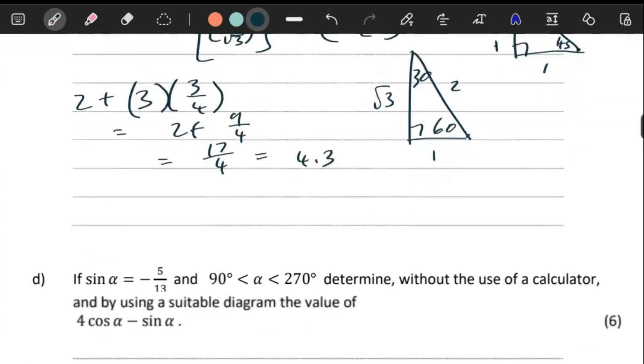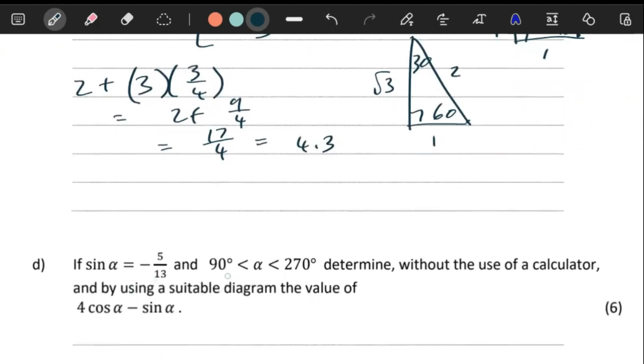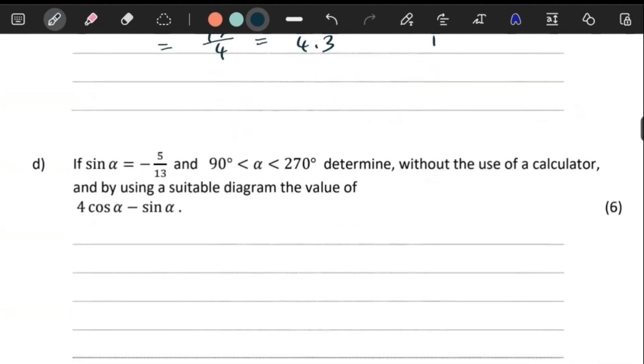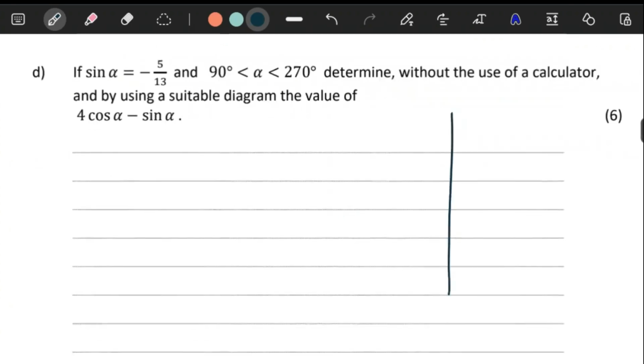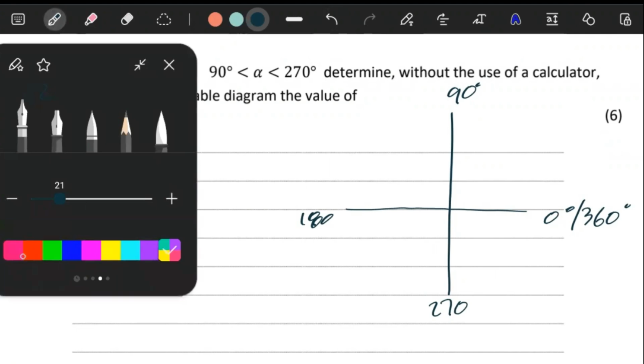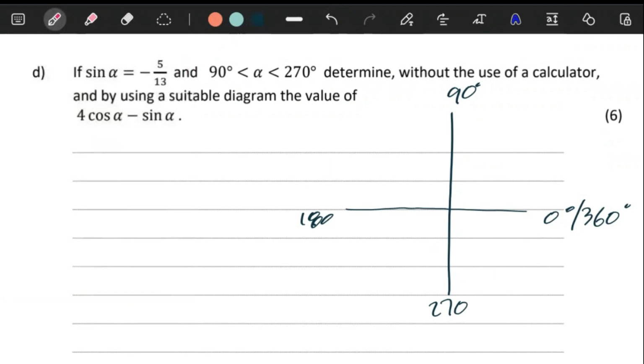Great. It says if sine theta is equal to this, between 90 and 270, determine without the use of a calculator and using a sketch diagram the value of this expression. So the idea here is your diagram has to be almost like a cross: 0 degrees, 90 degrees, 180 degrees, 270 degrees, 360 degrees. And the big idea here is your diagram has to be between 90 and 270. So it's either going to be over here or over here. And it's a right angle triangle.